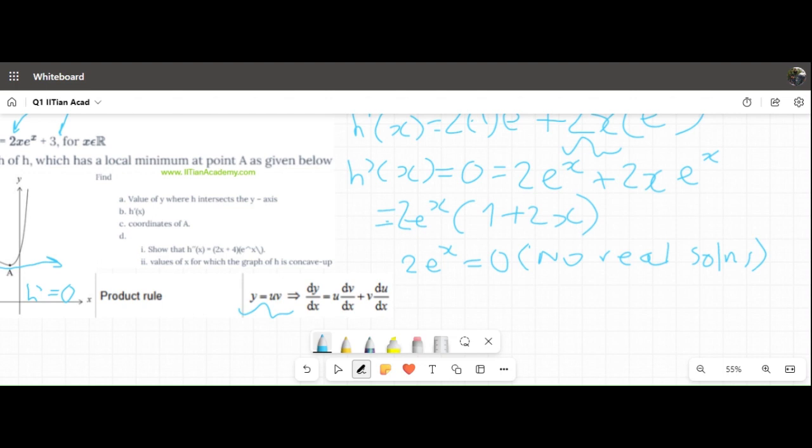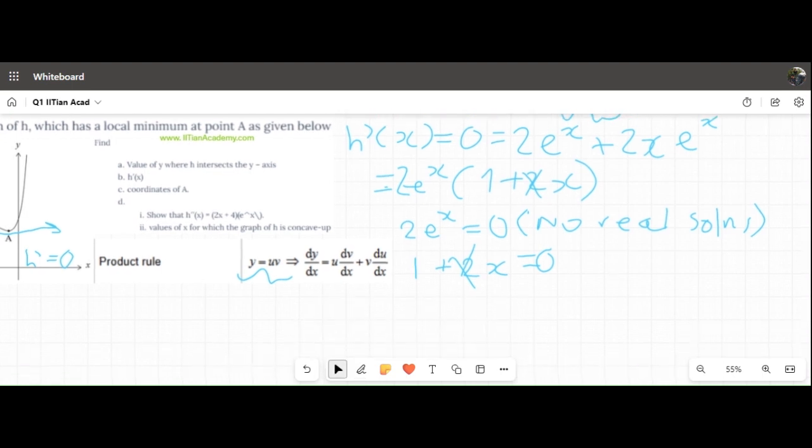But if we do this with our second term, 1 plus 2x equal to 0, I seem to have made a mistake because there is not a 2 here, as a matter of fact. So it's actually 1 plus x, and that will mean that x is equal to -1.